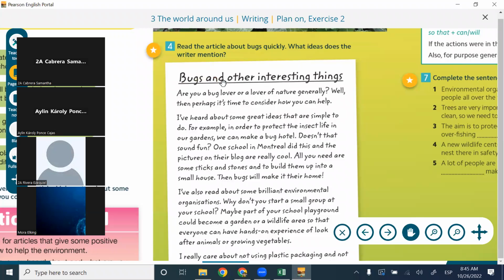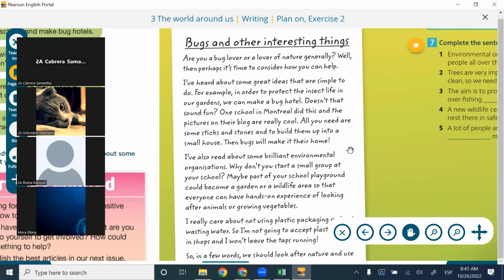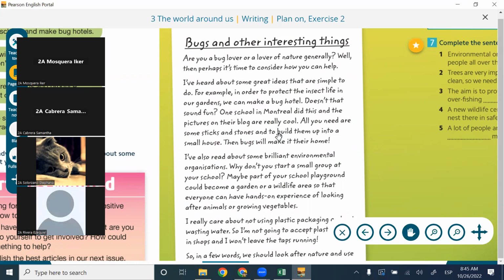Are you a book lover or a lover of nature generally? Well, then perhaps it's time to consider how you can help. I've heard about some great ideas that are simple to do. For example, in order to protect the insect life in our gardens, we can make a bug hotel. Doesn't that sound fun? One school in Montreal did this and the pictures on their blog are really cool. All you need are some sticks and stones and to build them up into a small house. Then bugs will make it their home.